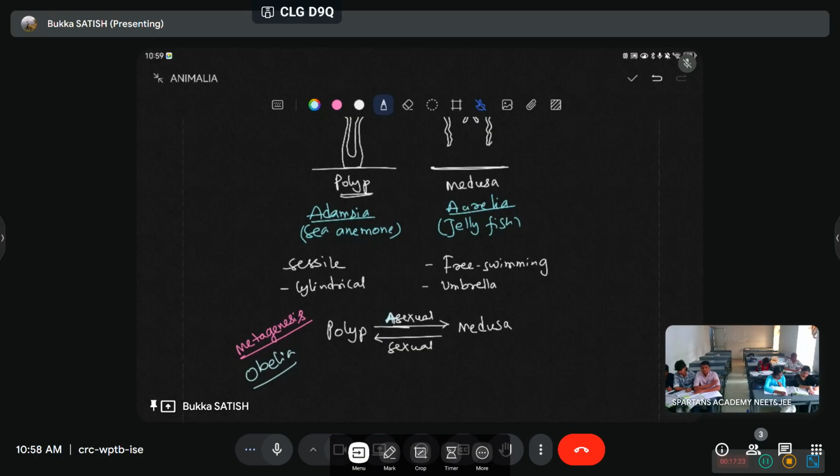Those who have finished, copy those examples. These two examples: Adamsia, Aurelia, Hydra, are three animals we have already discussed. Obelia, four. Apart from that, Physalia, Pennatula, Gorgonia, Meandrina. Write those additional examples.